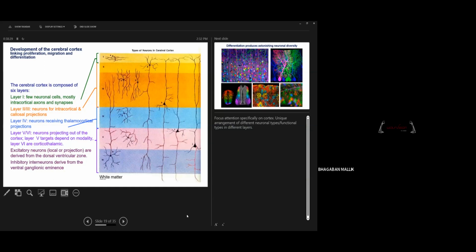And this slide I have already shown multiple times. Here it shows how complex the cortex is. You have different layers of the cortex, like layers 1, 2, 3, 4, 5, 6, and the upper layers are formed later and the lower layers are formed earlier. So if you want to label each layer, at a specific stage you have to inject radiolabeled thymidine.